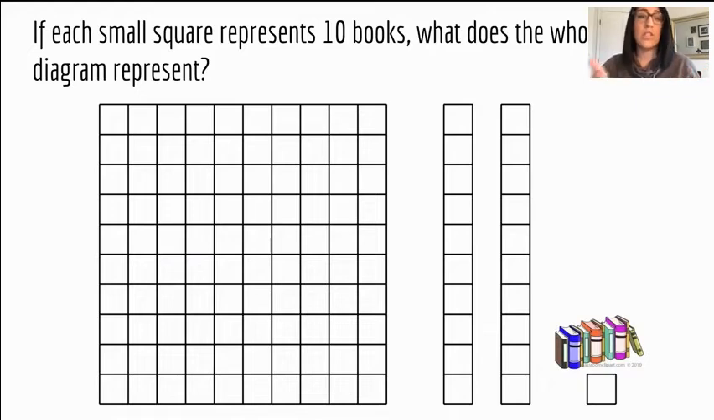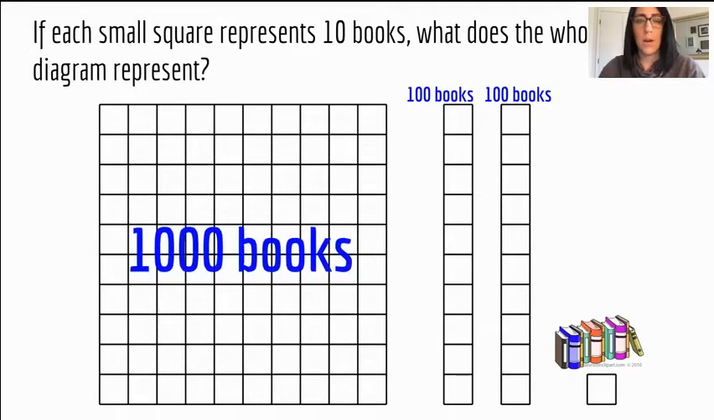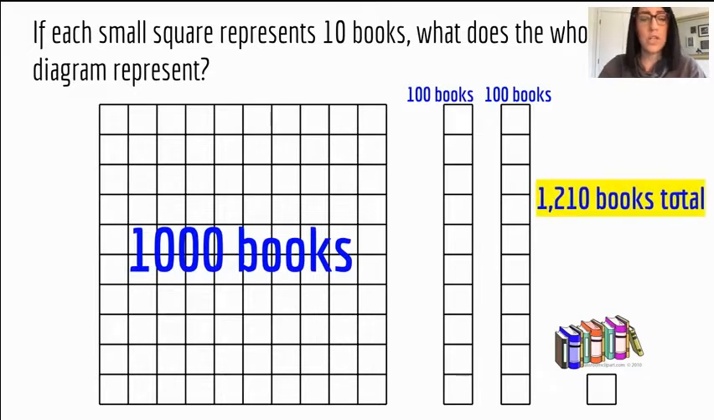But what if we change that small square and we say that the small square now represents 10 books? So that's going to change the entire value of the diagram. So we move to the rectangle. The rectangle would have to be 100 books because each small square is 10. So again, there's 10 of them. So 10, 20, 30, 40, 50, 60, 70, 80, 90, 100. That's where you're getting 100 books. That second rectangle would be the same thing. And then moving to the big rectangle, there are 100 of those squares and each square is 10 books. So there's 1,000 books there. Altogether, we would say there's 1,210 books total.